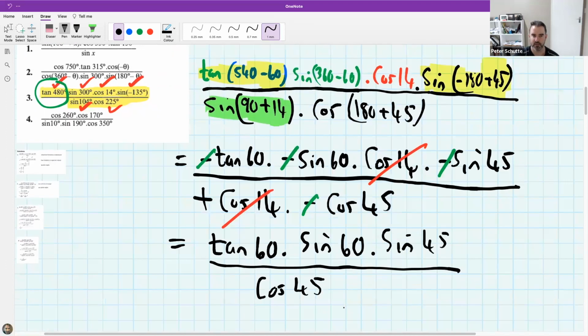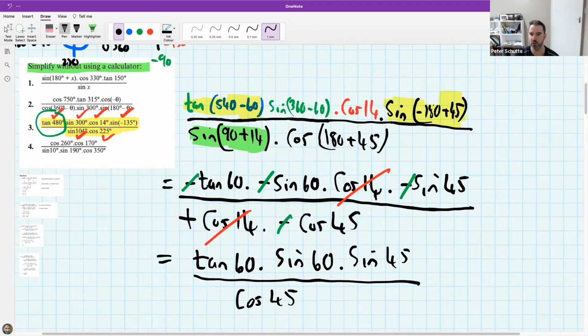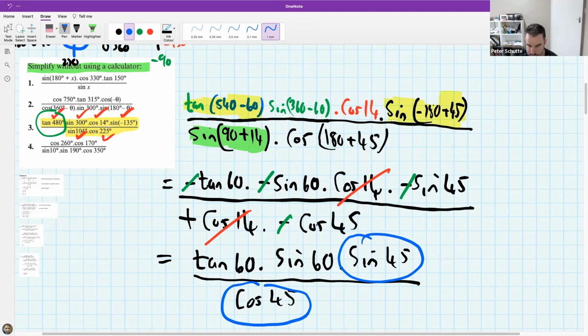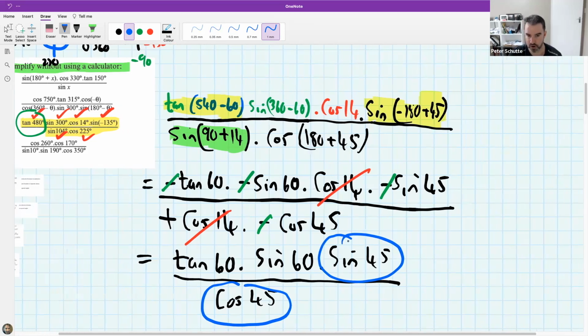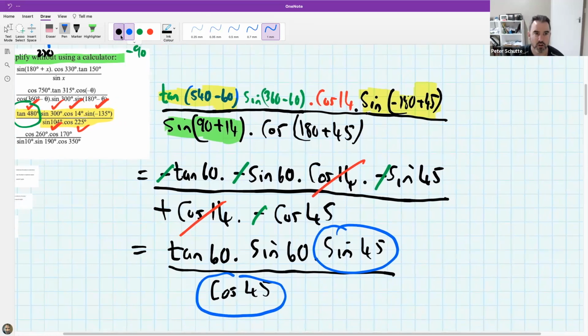Okay, now most of the marks are in the bag, but I still need to make some choices. It says simplify without a calculator. What's next? I feel like these two are somehow connected. You could go to special triangles, you're right. So you could just go straight to your special triangles now.